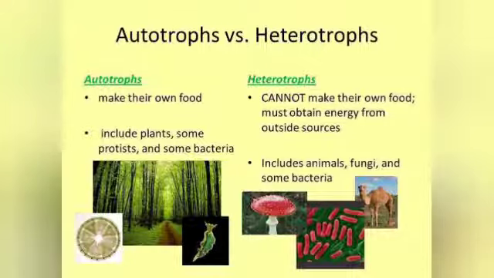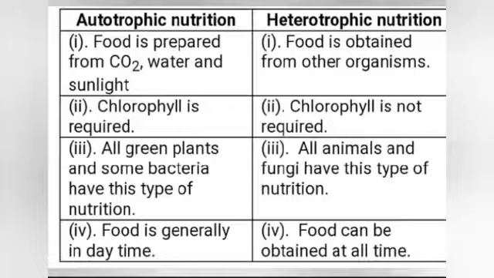So what is autotrophic versus heterotrophic? Autotrophs make their own food, whereas heterotrophs cannot make their own food and must obtain energy from an outside source. They include plants, they include animals. There are a few more points in which autotrophic and heterotrophic nutrition differ. You can see here, autotrophic food is prepared from carbon dioxide, water and sunlight. Heterotrophic food is obtained from other organisms.